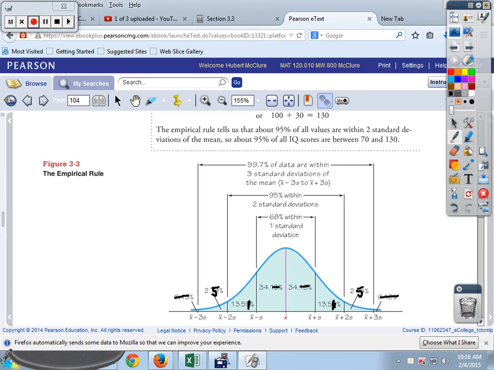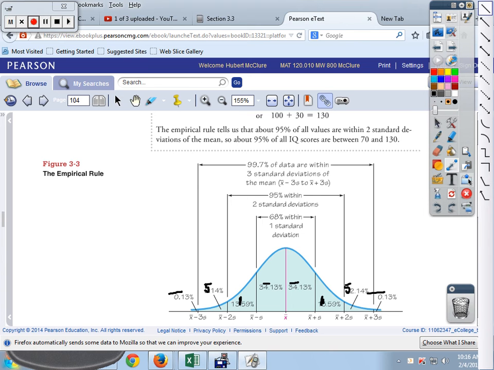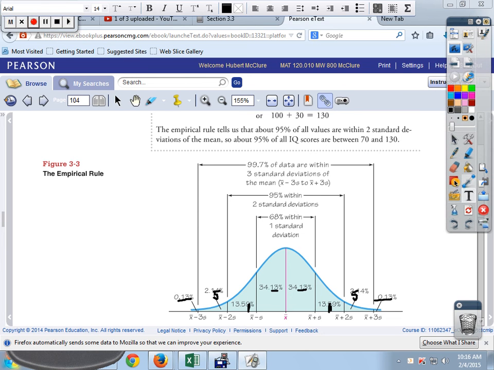Okay, so just forget it. I can't write on the board now. No, it'll probably work.